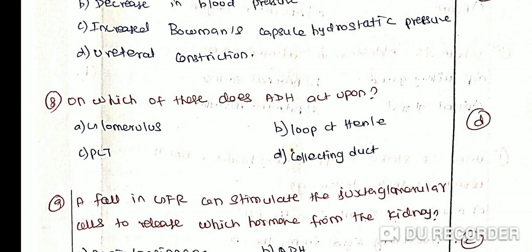Explanation: ADH or the antidiuretic hormone acts upon the latter part of the nephrons to increase reabsorption and prevent diuresis. Hence, ADH or vasopressin mainly acts upon the DCT and the collecting duct.